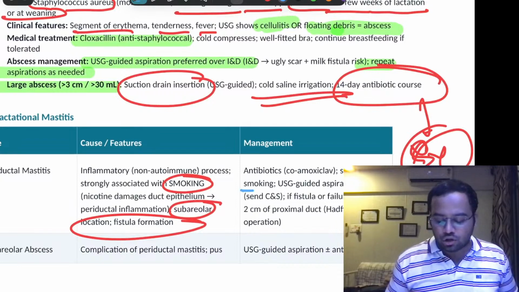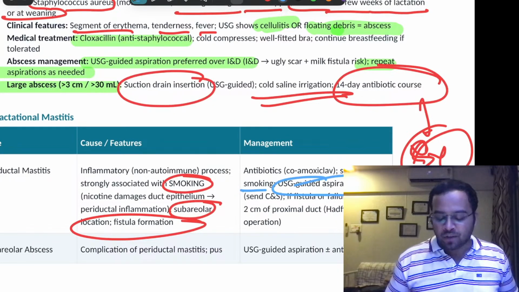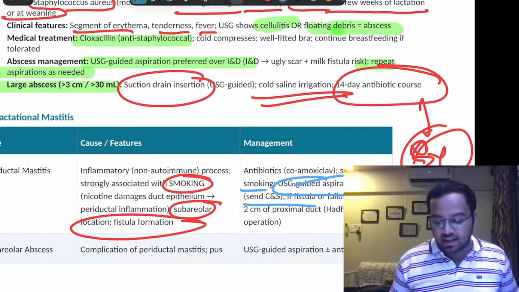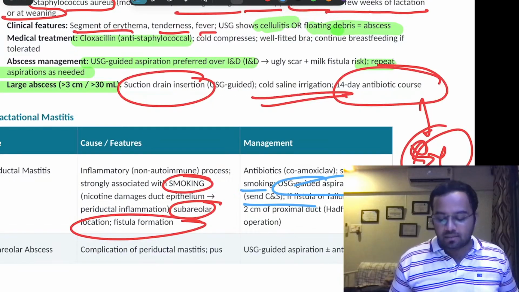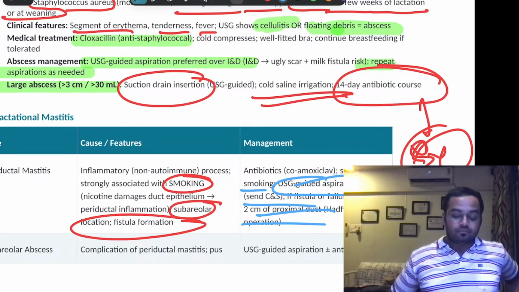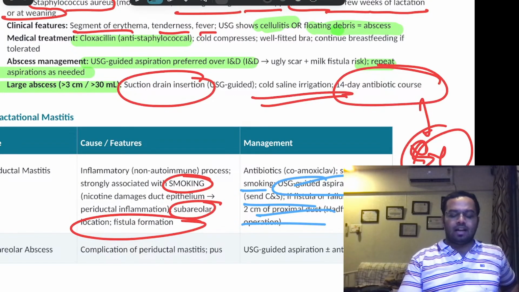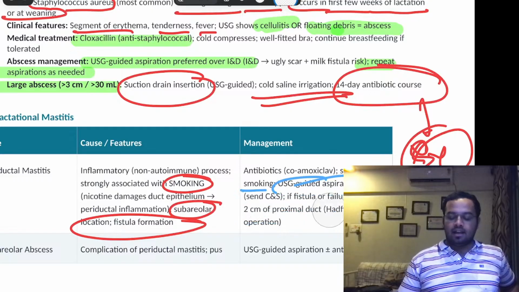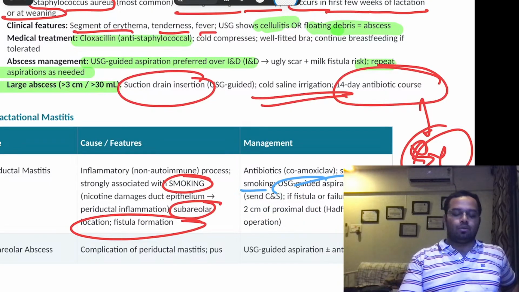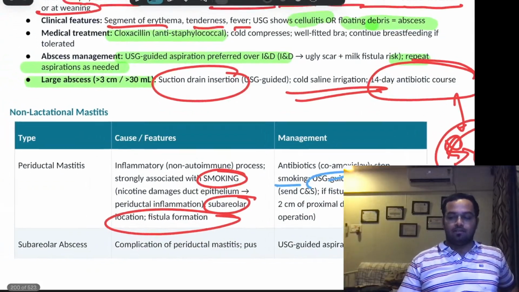So antibiotics, stop smoking, USG guided aspiration of pus, send for culture and sensitivity. And if it is more than 2 centimeters, you can excise the duct. So if it is more than 2 centimeters, you can go for a duct excision. So excise 2 centimeters proximal to the duct. So it is very much important.